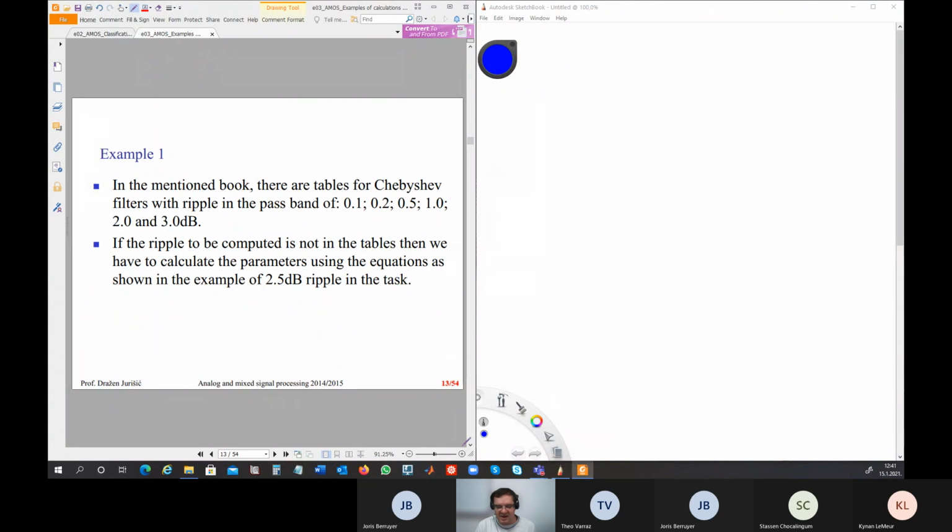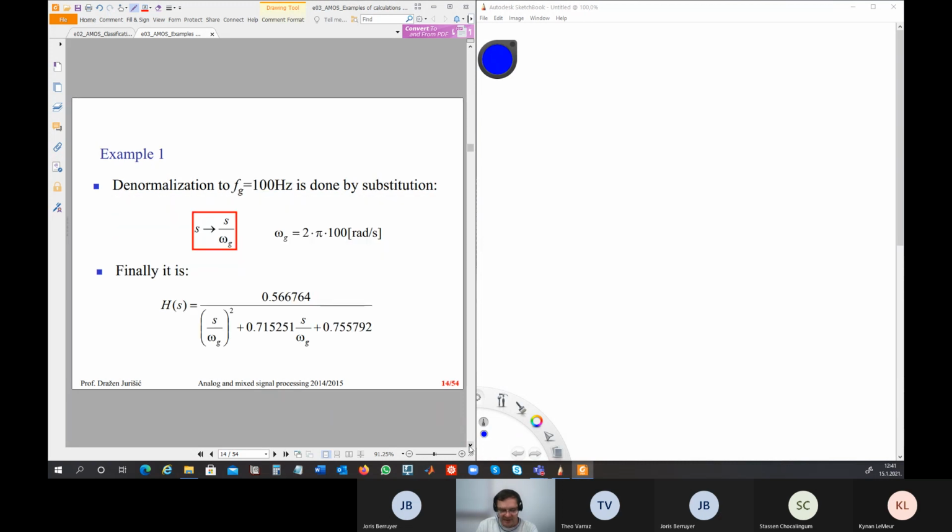In the book, which I have already shown you, electrical filters, there are tables for 0.1, 0.2, 0.5, 1, 2, and 3 decibels. So there are no zeros and poles for 2.5 decibel ripple. So you will have to calculate it.